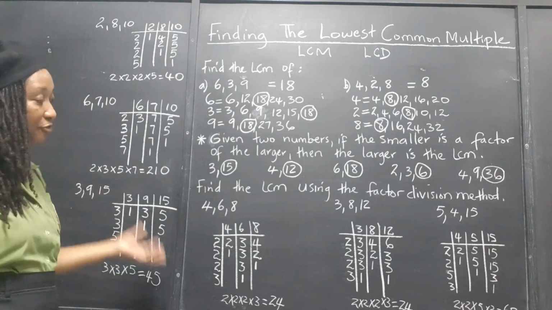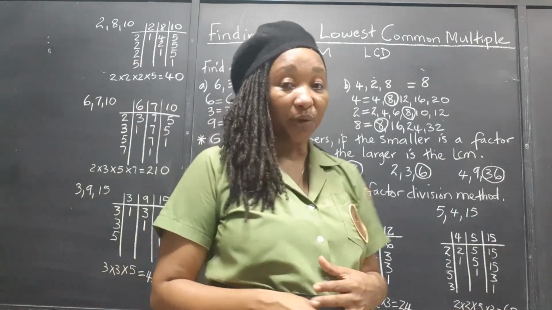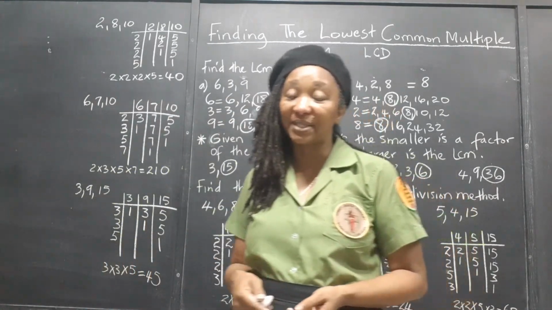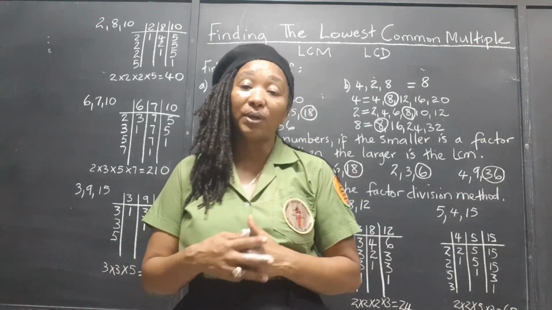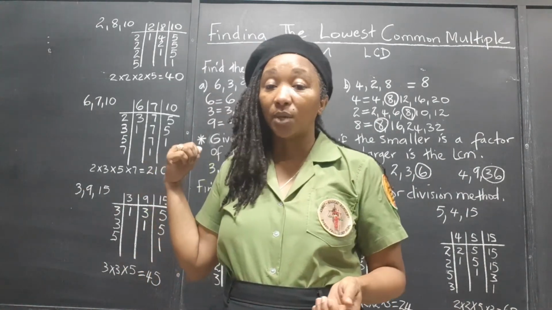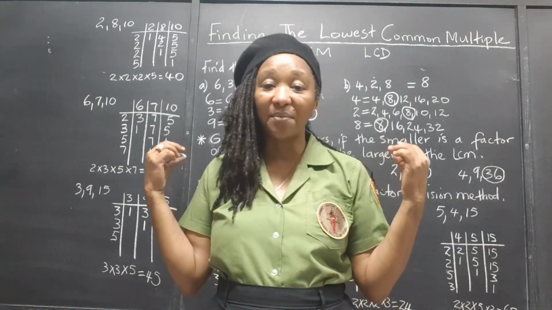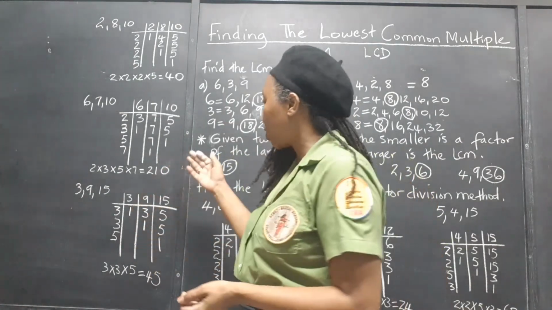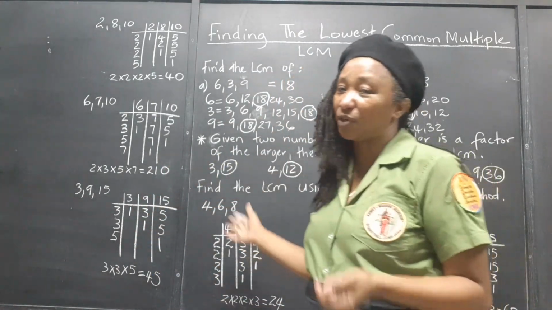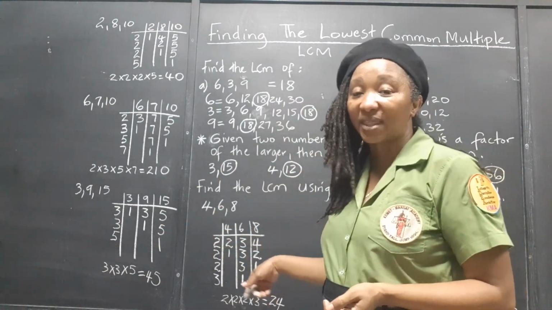So these are 3 methods that you can use. But let me tell you, the sharper you get with your times tables, practice your times tables, then the better you will get at it. Sometimes you can just look at the numbers and immediately know what the LCM is, right? But these are sure ways of finding it. If you just can't figure it out, just go step by step, do the method, and you will get to the LCM.